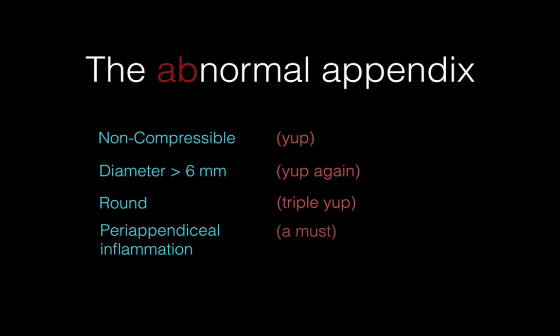And periappendiceal inflammation. You cannot have appendicitis without the itis. The itis is the inflammation. There are people out there walking around, minding their own business, that have appendices that are 6, 7, 8 millimeters in diameter, and they don't have appendicitis. You need to have that inflammation.